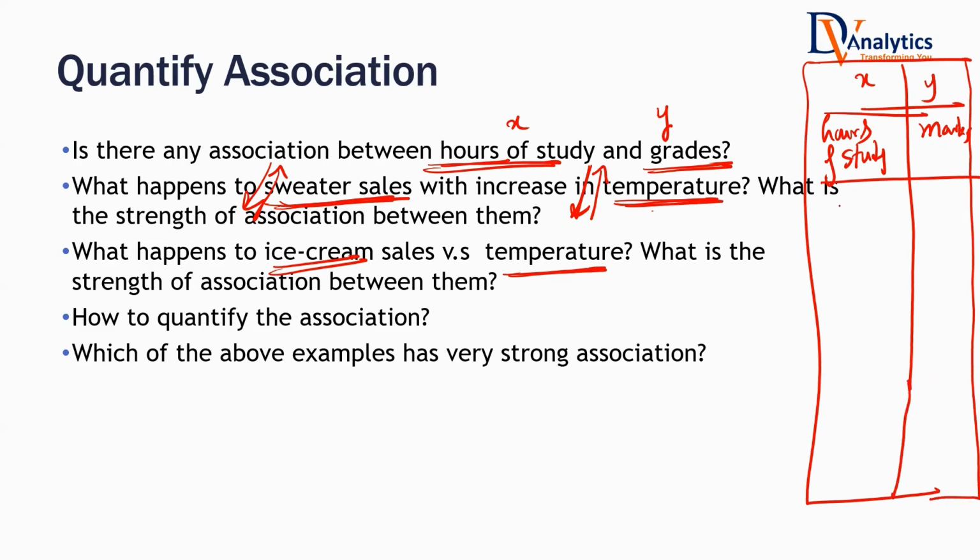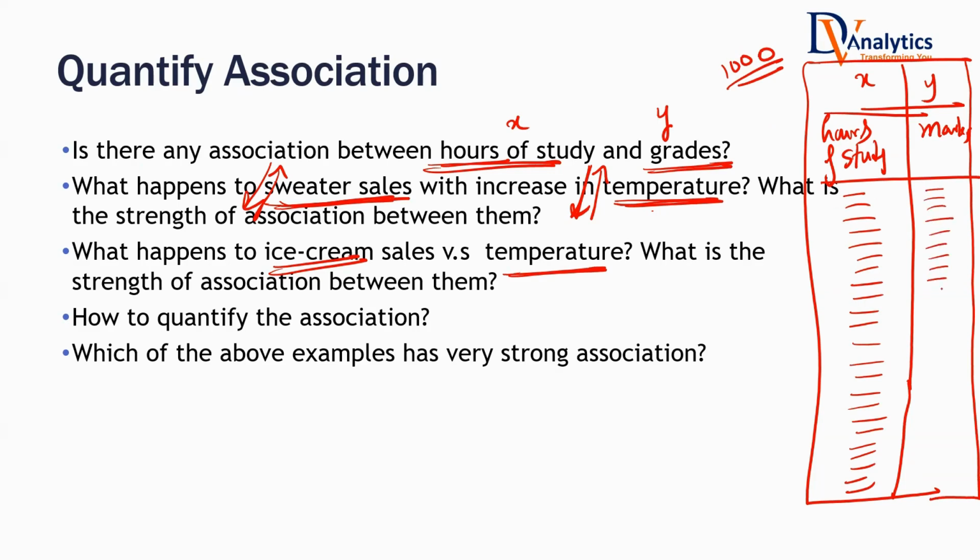You have to gather the data. Maybe take around 1,000 students or 2,000 students. Look at on an average how many hours they are studying. Maybe weekly average hours of study. For all the 1,000 students, weekly average hours of study. For all the 1,000 students, what are the corresponding marks?